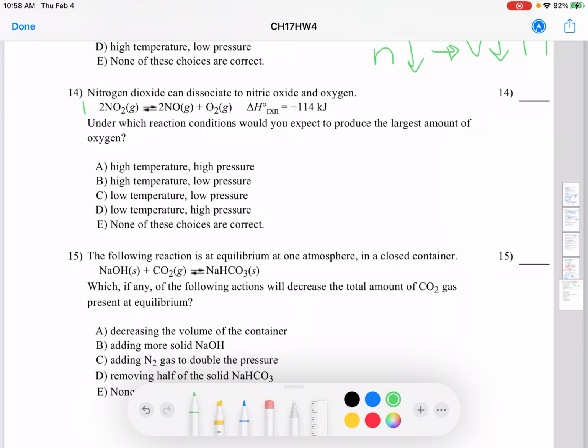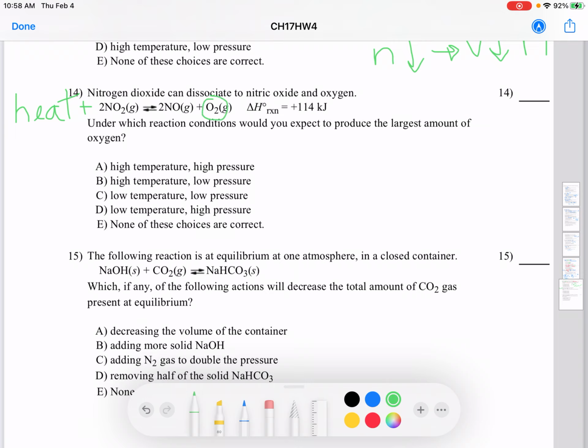First thing you do, you go ahead and write down where the heat is supposed to be. So heat is now considered a reactant. Now let's see what we need to do in order to get a higher yield. Under which reaction conditions would you expect to produce the largest amount of oxygen? So oxygen is a product.